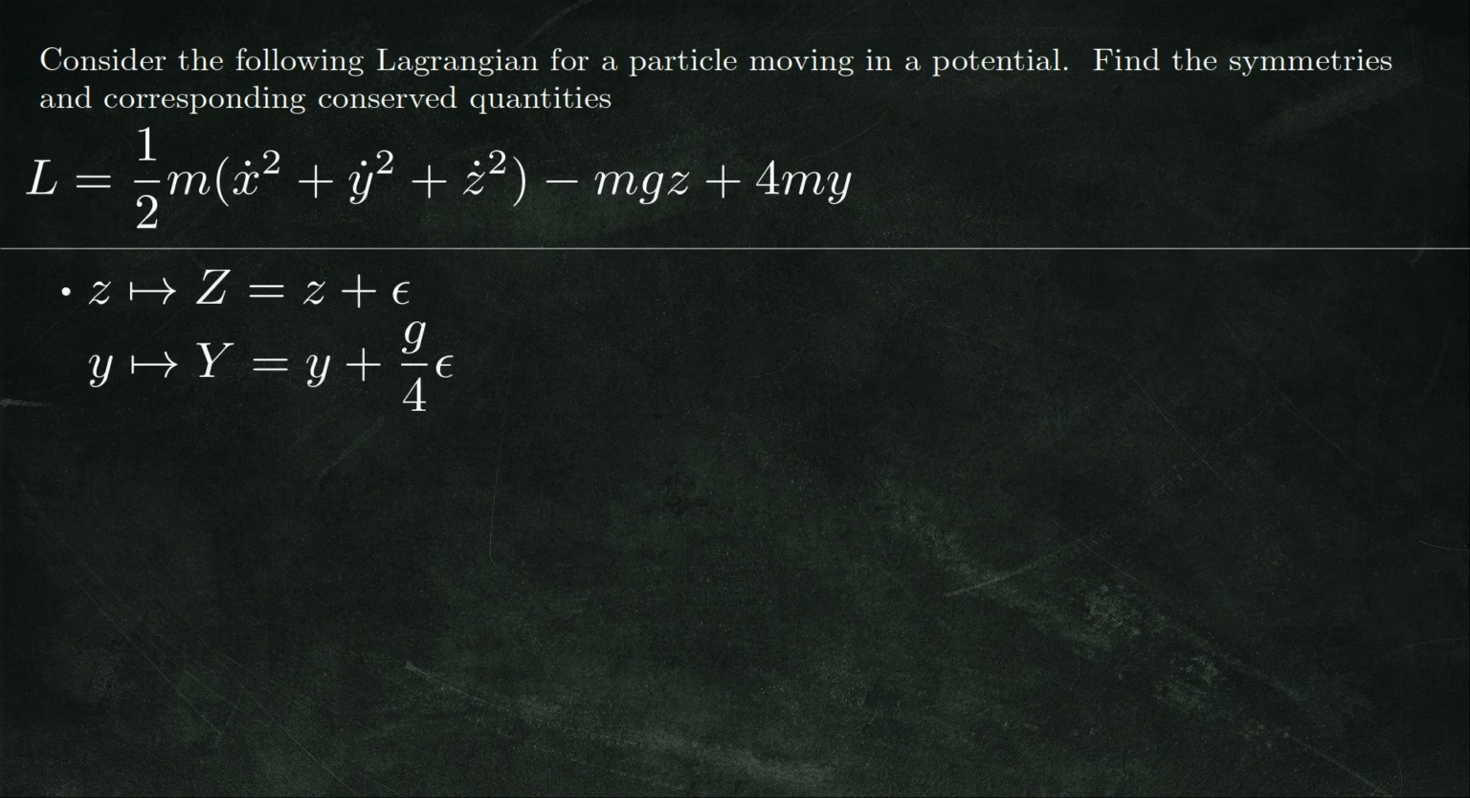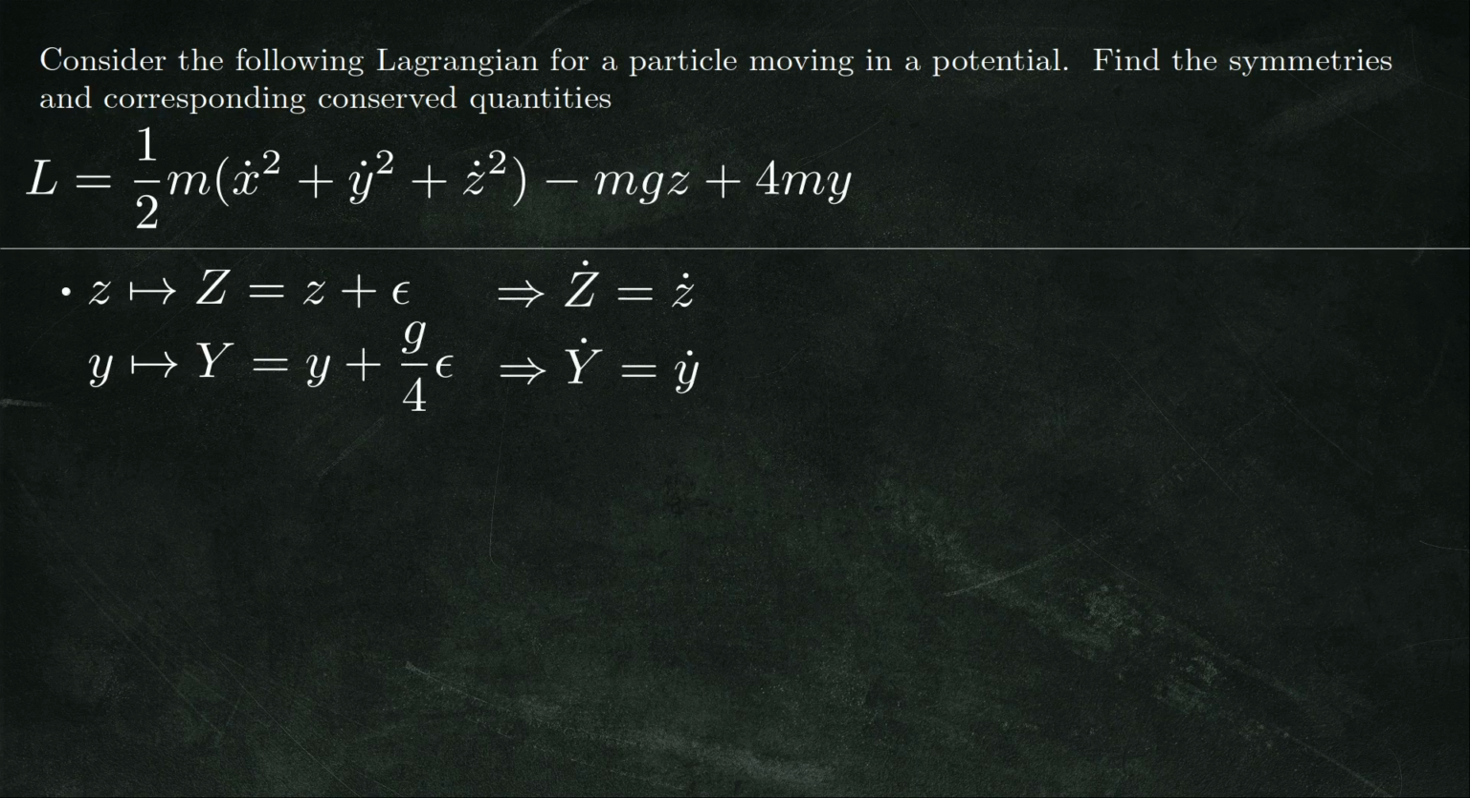Now this is one symmetry, so they have to have the same parameter. We're changing both z and y simultaneously. So they've got the same parameter, but notice they have different coefficients in front of the parameter. And we'll see why that's necessary in a second. And then similarly, the generalized velocities related to big Z and big Y are just little z dot and little y dot.